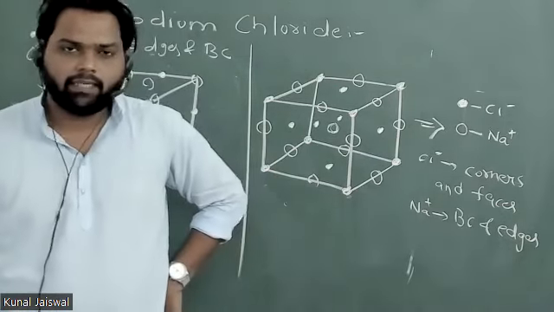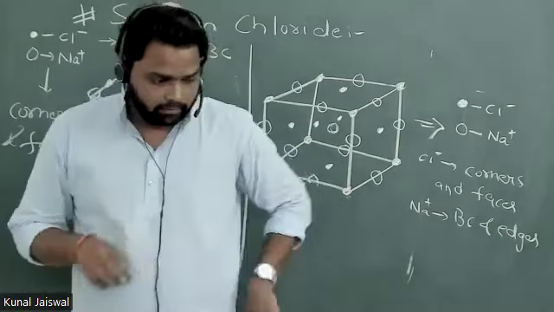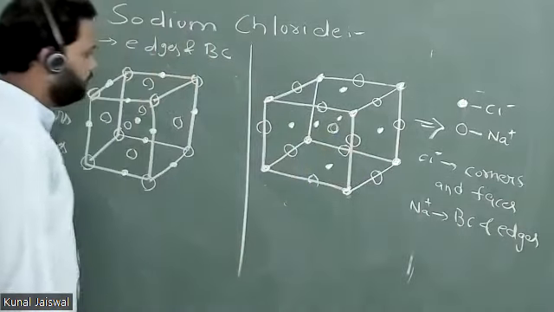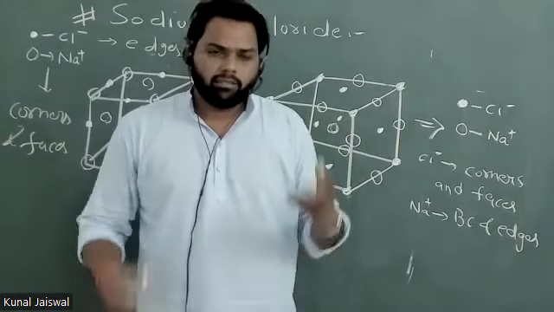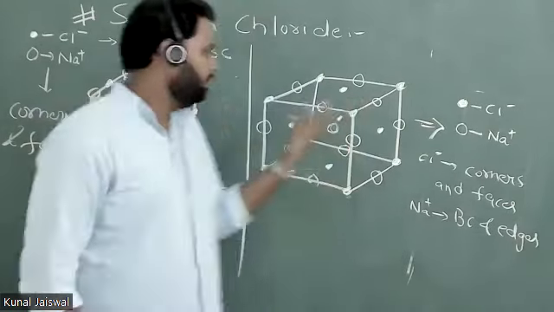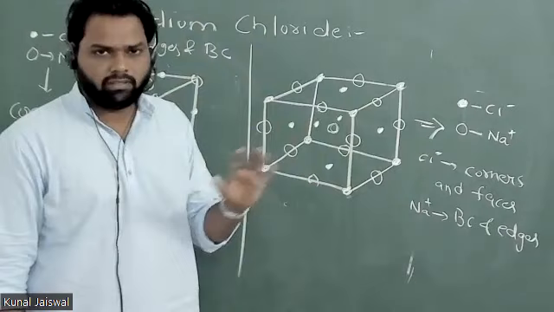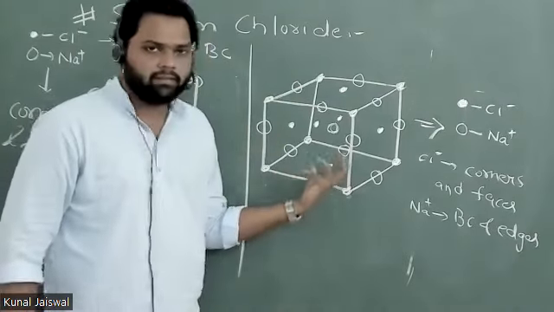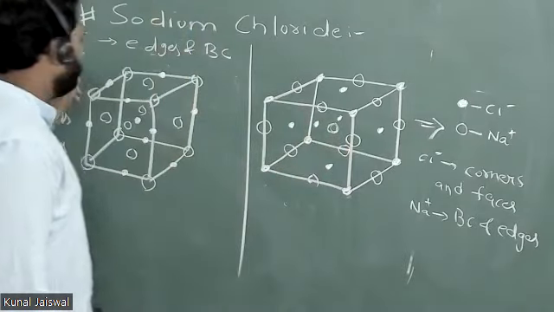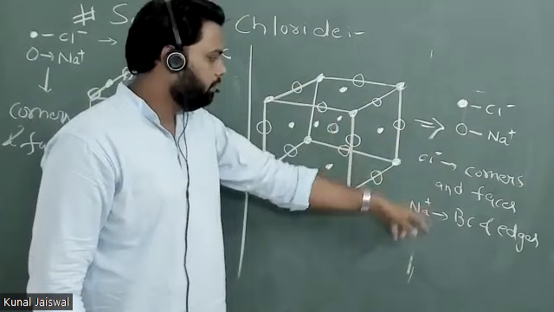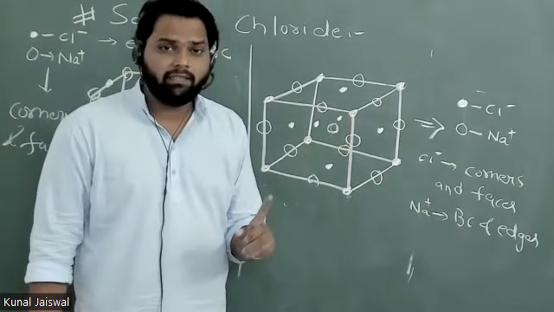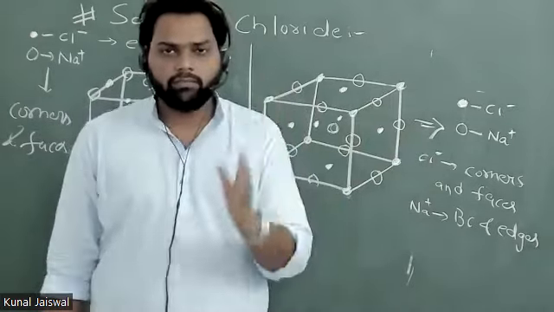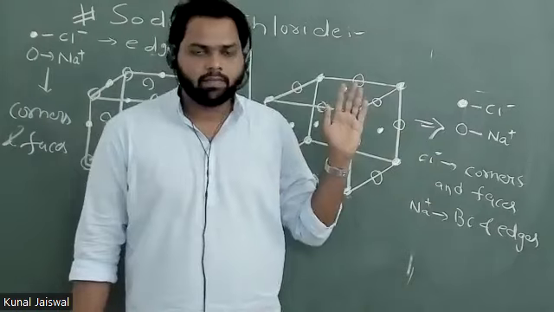See, before starting NaCl, when I asked if anyone knows about NaCl, someone said it is an interpenetrating FCC lattice. Yes, it is. There are two FCC lattices that interpenetrate each other and form the NaCl lattice. We don't need to go into all that theory. Just know that in the cube, chlorine ions are present at the corners and faces, sodium ions at the body center and edges, and the interchange of ions is also possible, because interchanging the positions has no effect on the symmetry. Is it clear? Shall we move ahead? Yes.